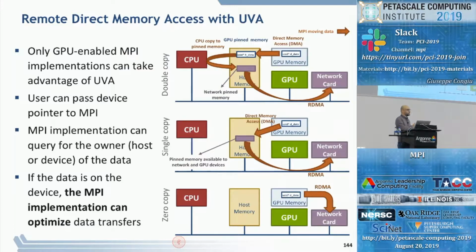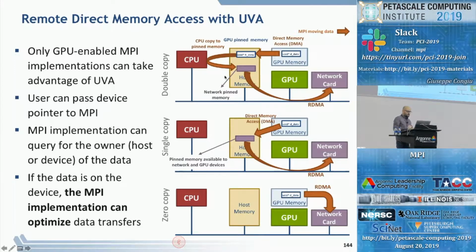Of course, the type of optimization depends on the level of hardware support. For example, some InfiniBand cards from Mellanox support this technology called Peer Direct, which basically allows the network card to directly access the GPU memory, completely bypassing the host. And this is the case for the bottom picture, the zero copy.